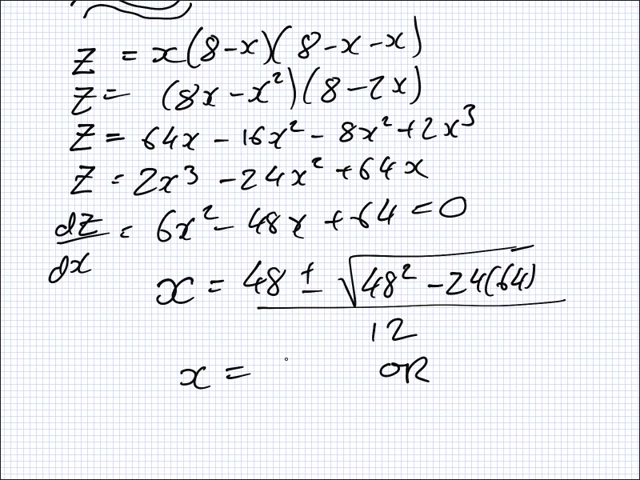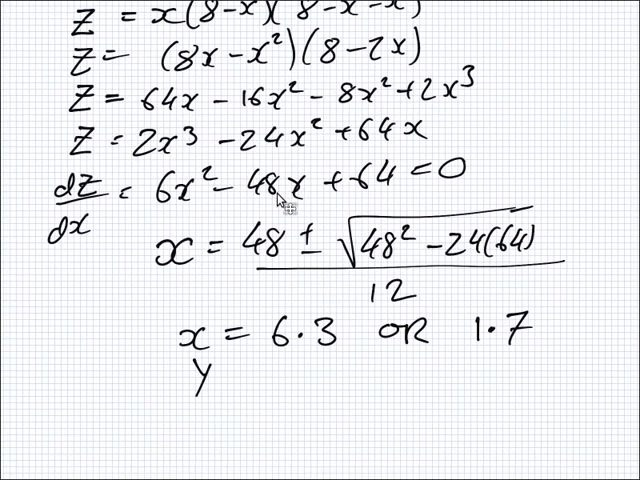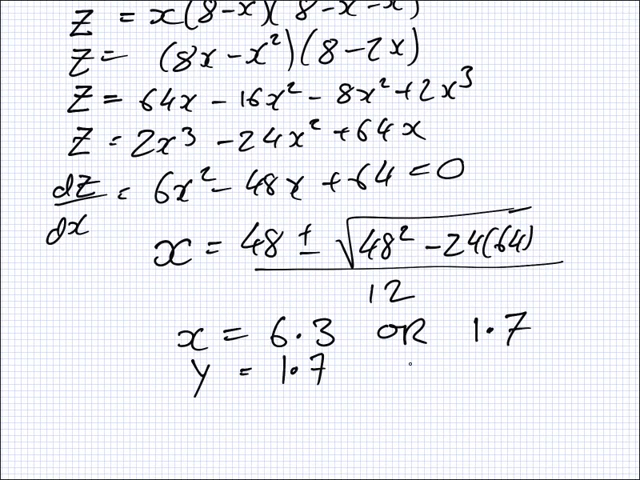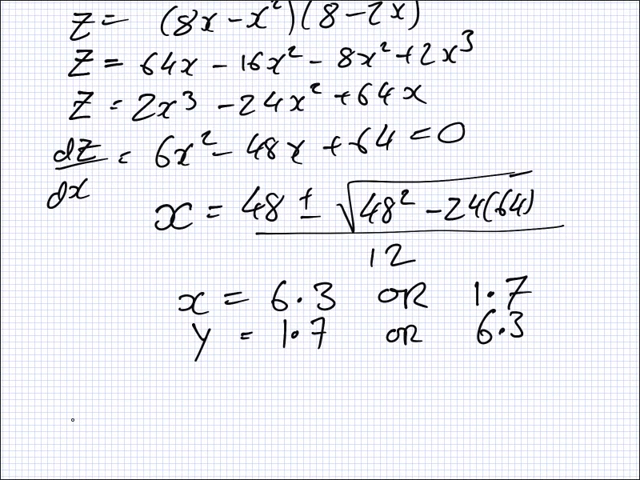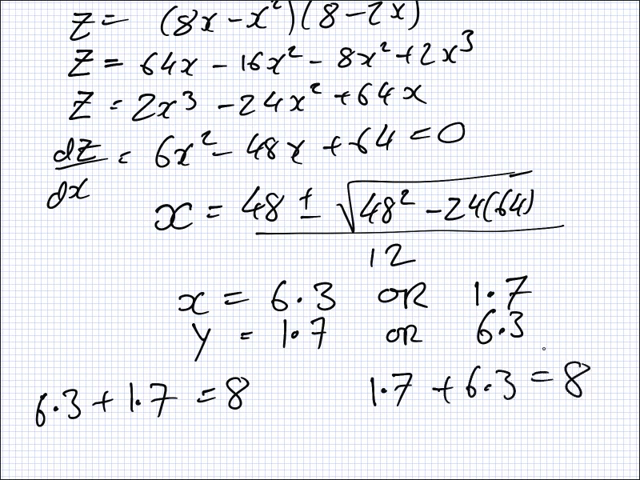And then 6.3 or... So we'll just say 1.7 for the moment. Okay. 6.3 or 1.7. Now, what's the y value that goes with that? So you can use the fact that x plus y equals 8. So that'll be 1.7 or 6.3. And maybe that's not too surprising, because what's happened here is you could say 6.3 plus 1.7 equals 8. Or backwards. So you don't really have two answers here. You really have the same answer twice.